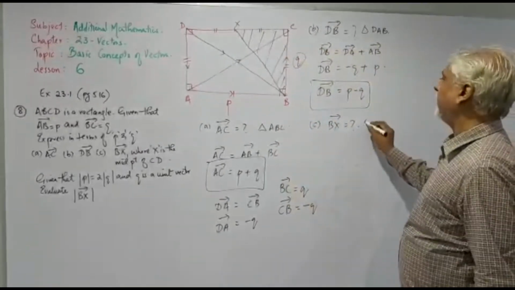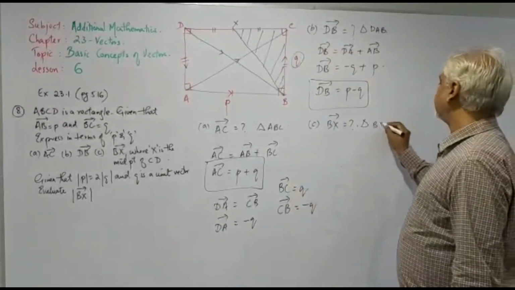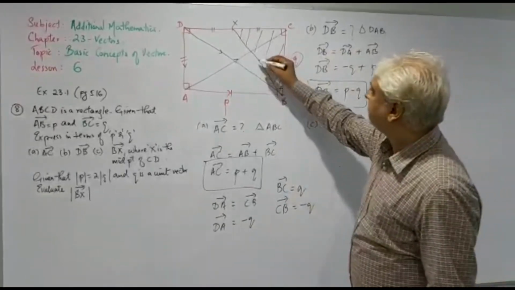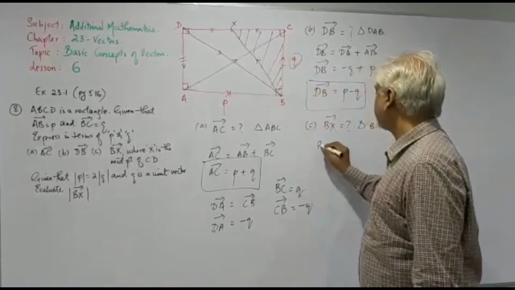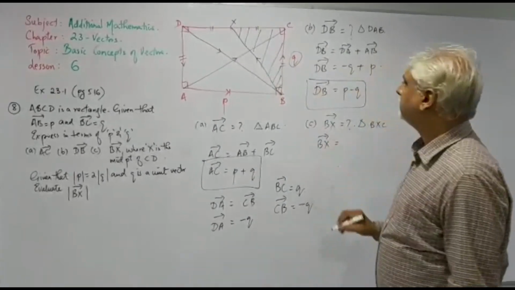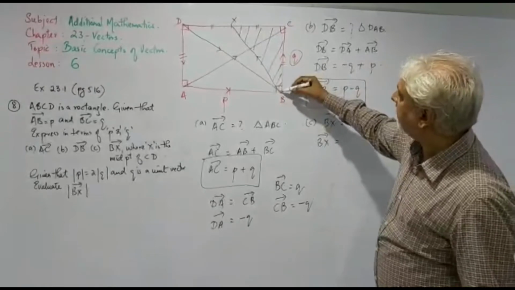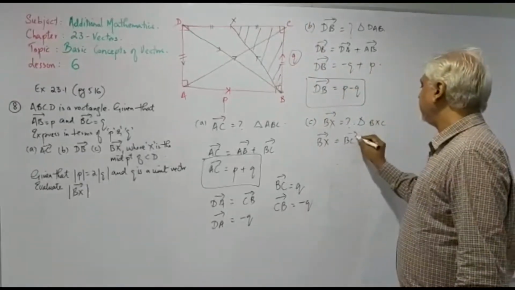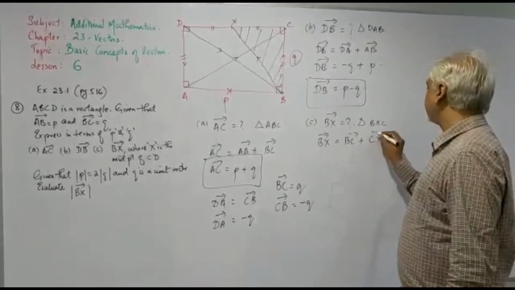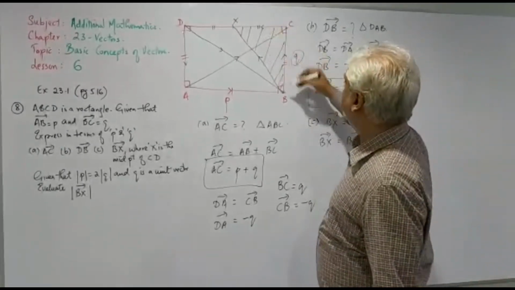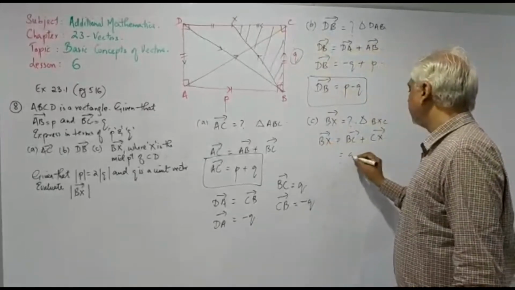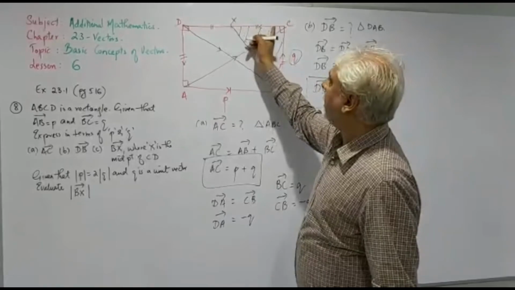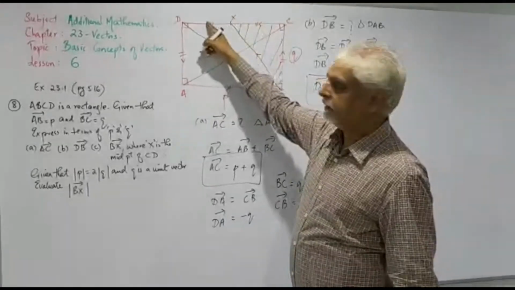So we are looking at triangle BXC. So in BX, towards this direction, using the law of addition of a triangle, we have BC plus CX. BC is equal to Q, no issue. What is CX? CX is half of CD.